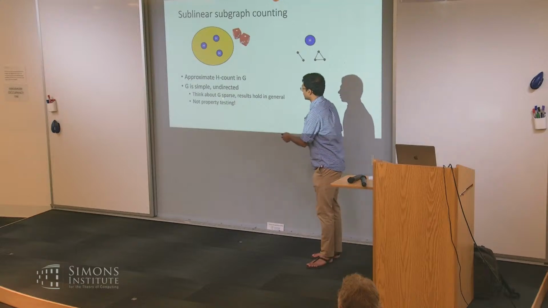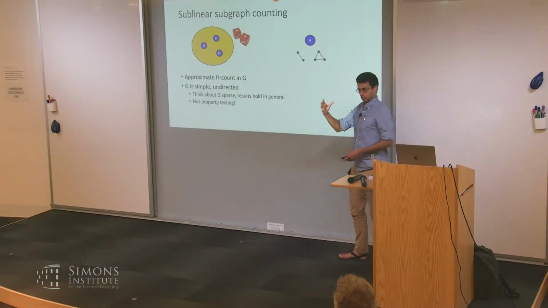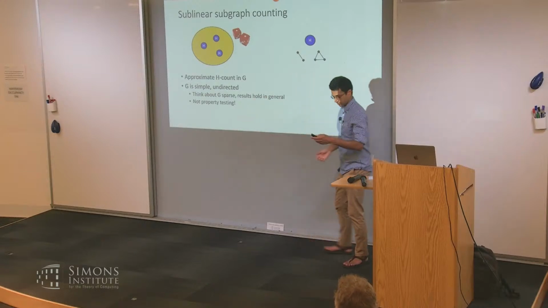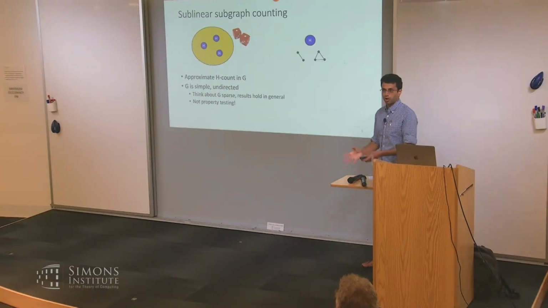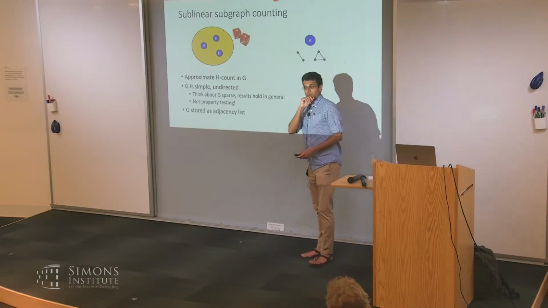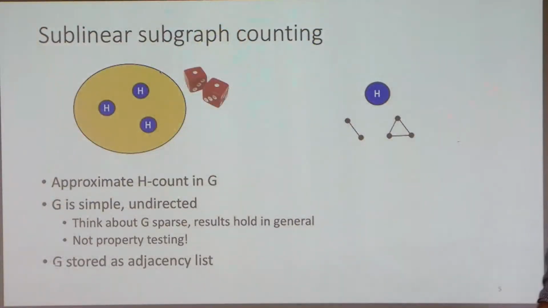I want to think about G being sparse, just to have a mental model of what we're thinking about, but the results will hold in general. They'll be parameterized by the number of edges and the number of vertices. So no assumptions on the graph. And we'll assume, as Arthur talked about in the morning, the graph is stored as an adjacency list, because that is the most reasonable representation when thinking about sparse graphs. Okay, so this is the question. We'll come to multiplicative, additive, and all of those things. But yes, multiplicative in general.